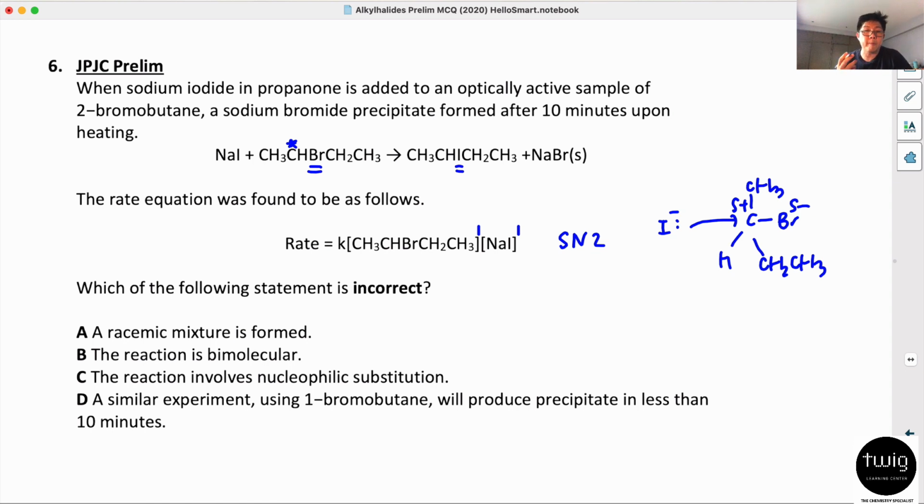Okay, so part A, a racemic mixture is formed. This is wrong. A racemic mixture is formed only if it undergoes SN1, right? Not SN2.